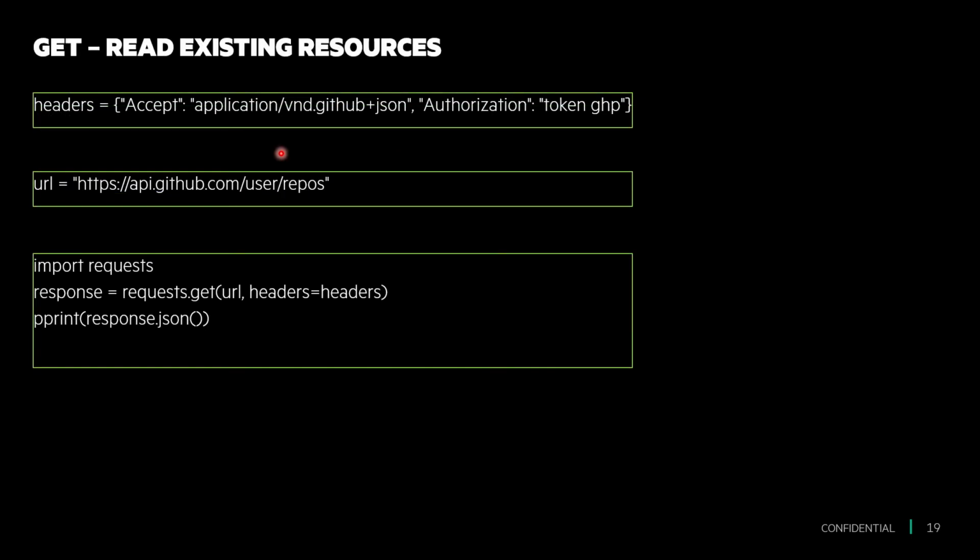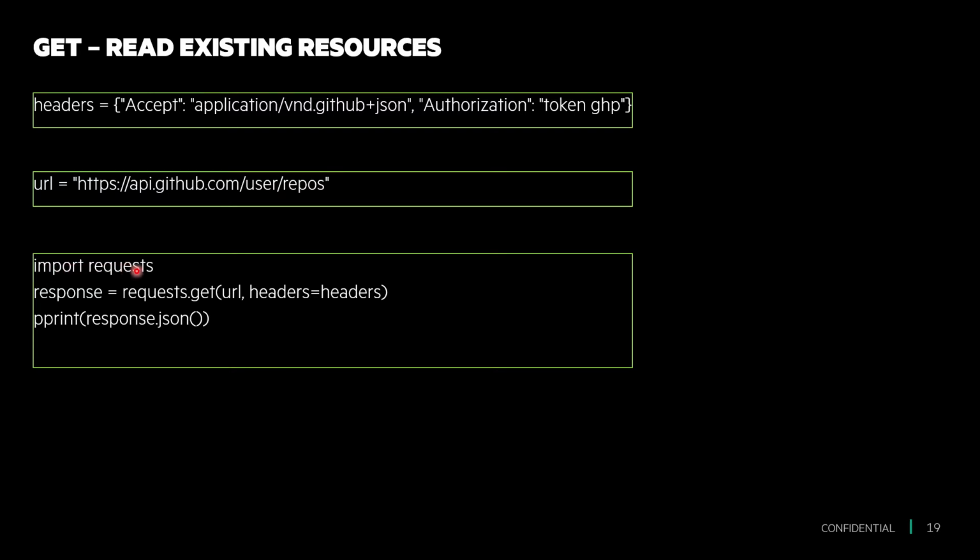Now let's go ahead and run our first program with the GET operation. GET stands for reading existing resources. We have collected the header part and the URL part, where we are trying to read on this particular server. If you are running your own local GitHub, it could be different. And then users, repos. So this is our endpoint resource.